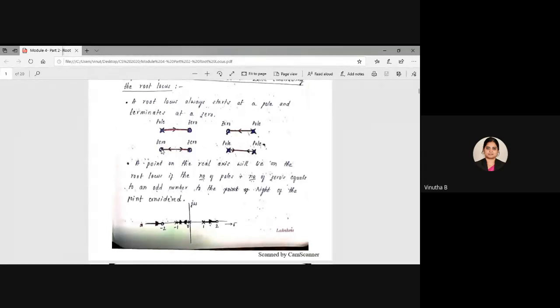Since it is a zero here, it's not like this zero is coming to this zero. It is not like that. From some pole you can see that it is approaching this zero, and from some other pole you can see that it is approaching this zero.